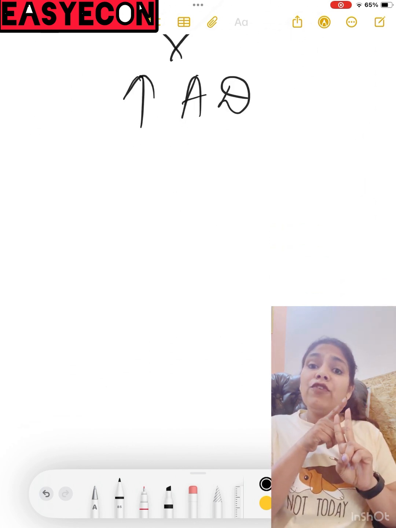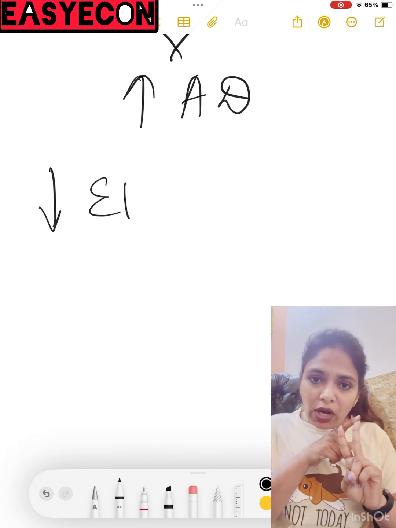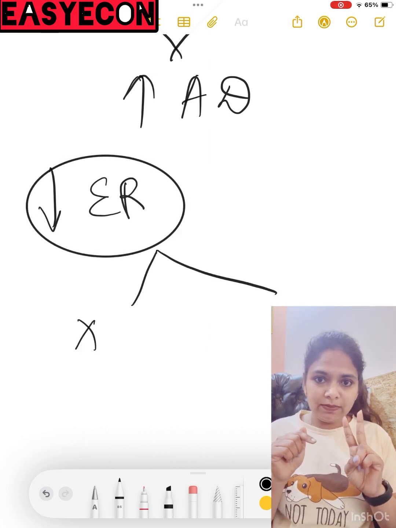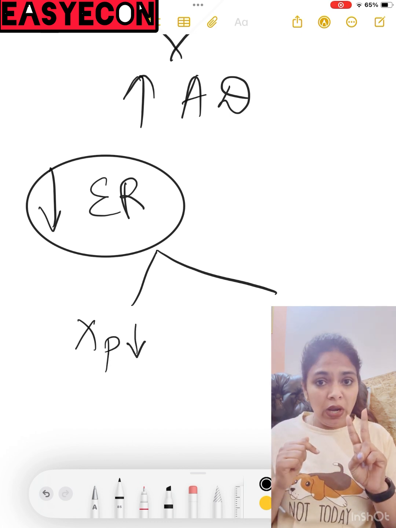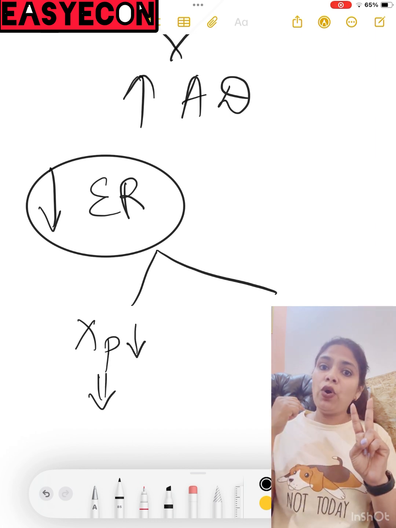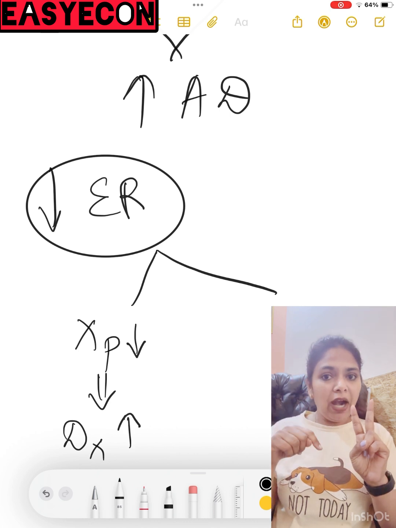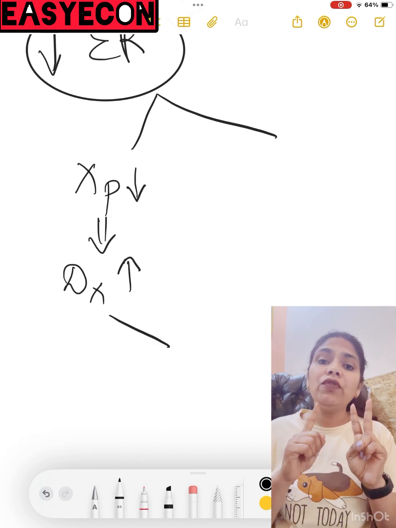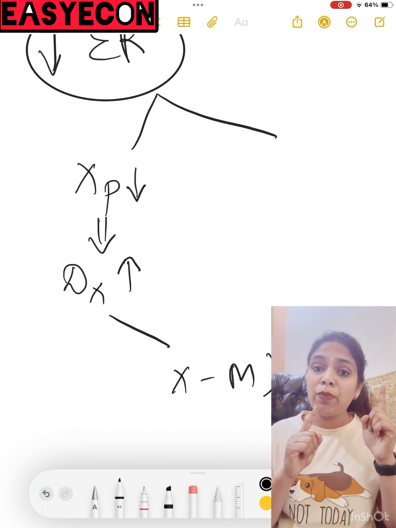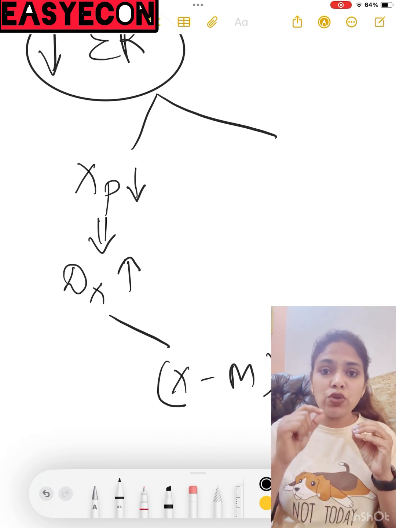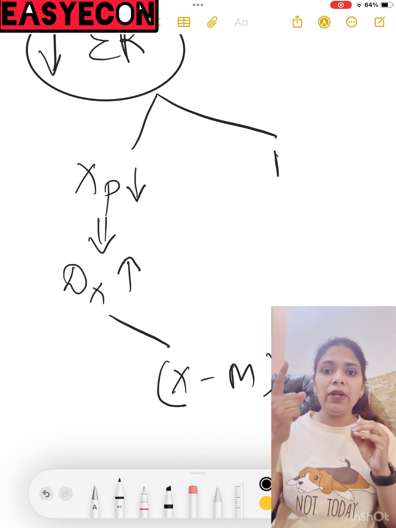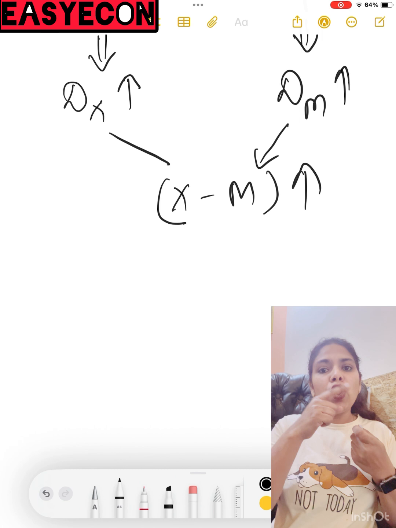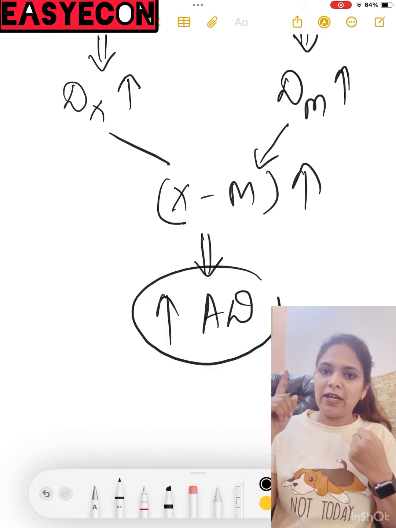Second is a fall in the exchange rate. A fall in the exchange rate means your export prices have fallen. When export prices fall, demand for exports increases. When demand for exports increases, once again a component of aggregate demand, that is net exports, is going to increase because exports are going to increase and imports are going to fall. Net exports increase will contribute to an increase in aggregate demand.